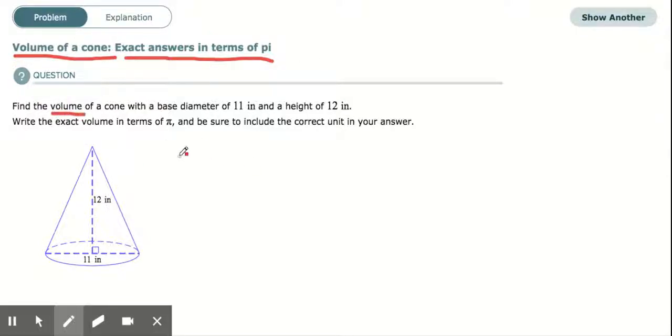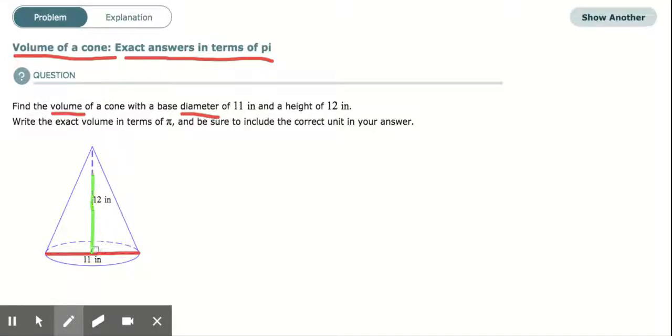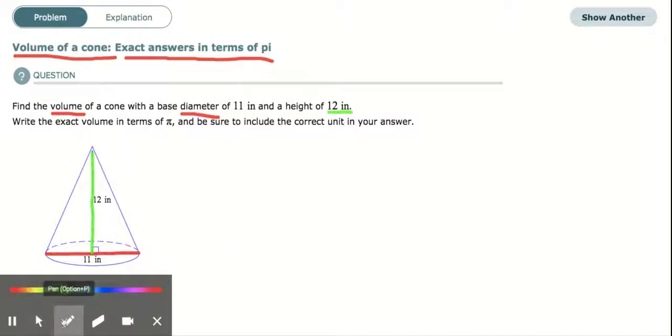Remember, volume is the space inside of a three-dimensional object, of a cone with a base diameter. Remember, diameter is the long one, it's all the way across, of 11 inches and a height of 12 inches. So here you can see the height is 12 inches. Write the exact volume in terms of pi and be sure to include the correct units in your answer.